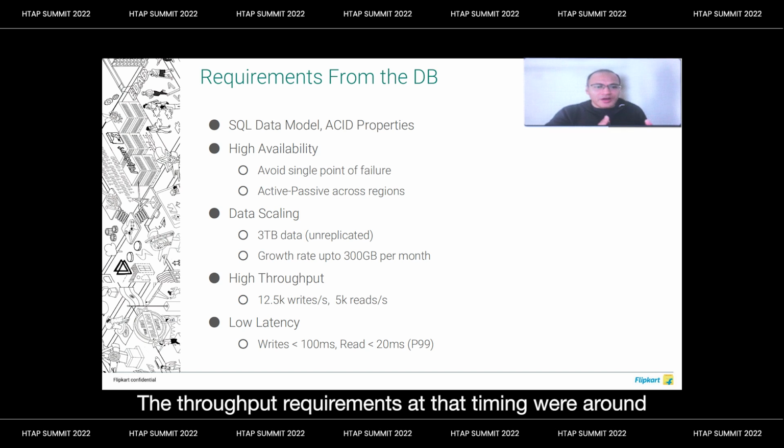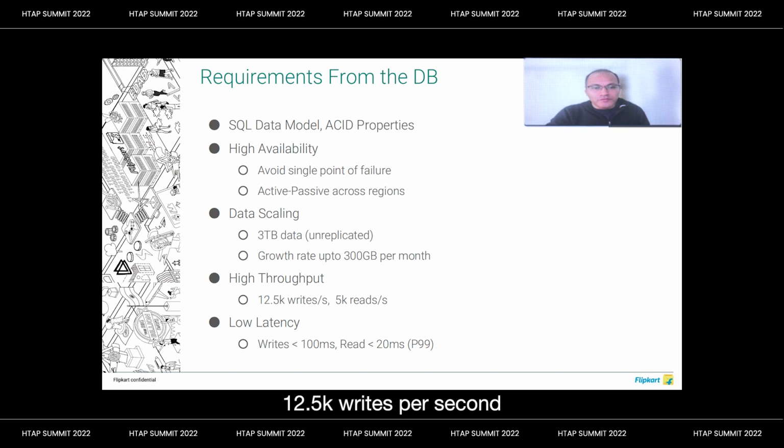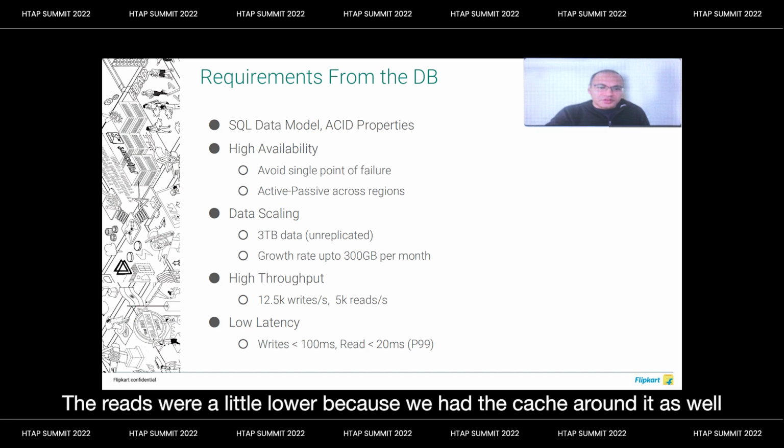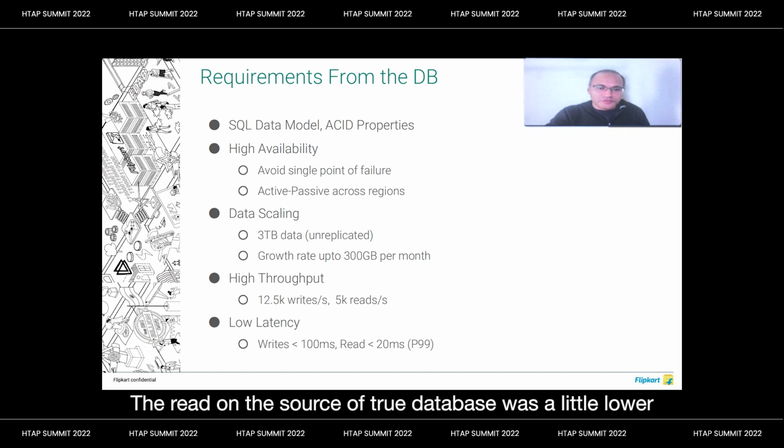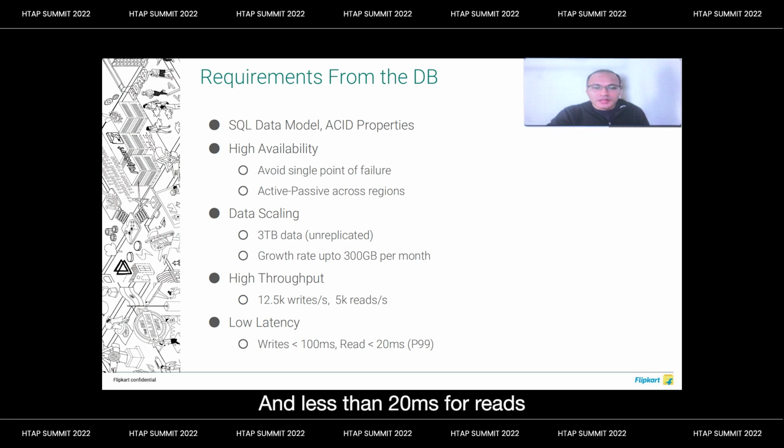And the throughput requirements at that time were around 12.5K writes per second, 5K reads per second. The reads were a little lower because we had a cache around it as well. So the read on the source of truth database was a little lower. And the desirable latency numbers for the application were around less than 100 milliseconds for writes and less than 20 milliseconds for reads. These are P99 numbers.